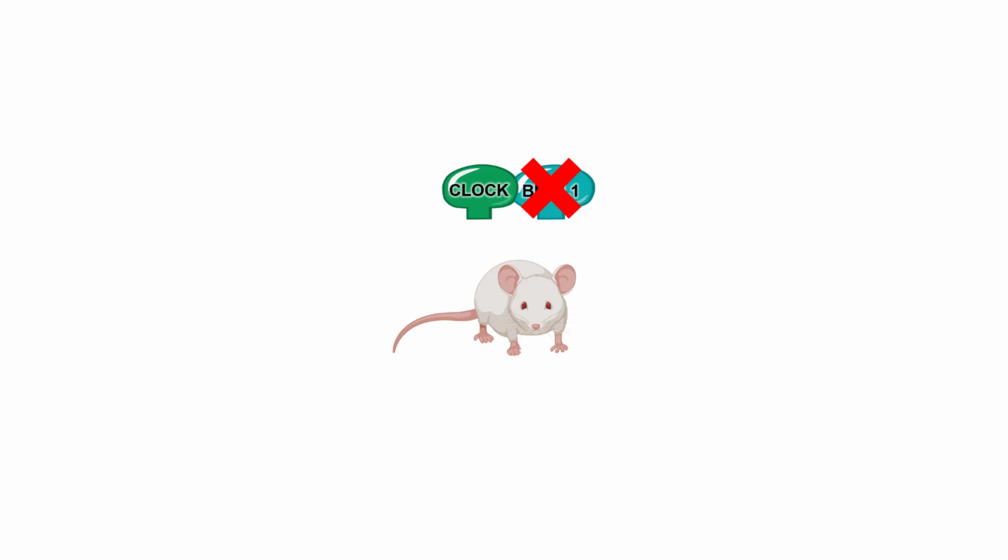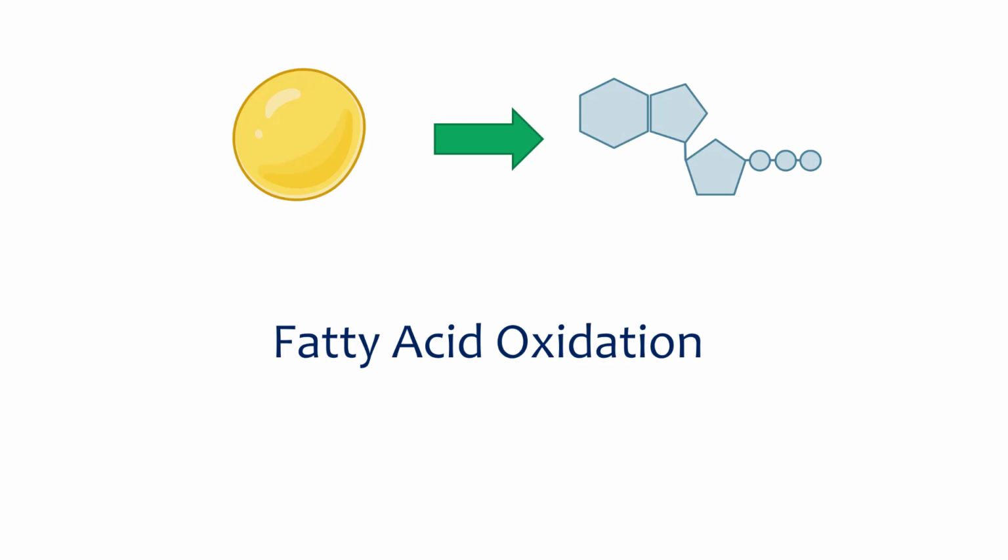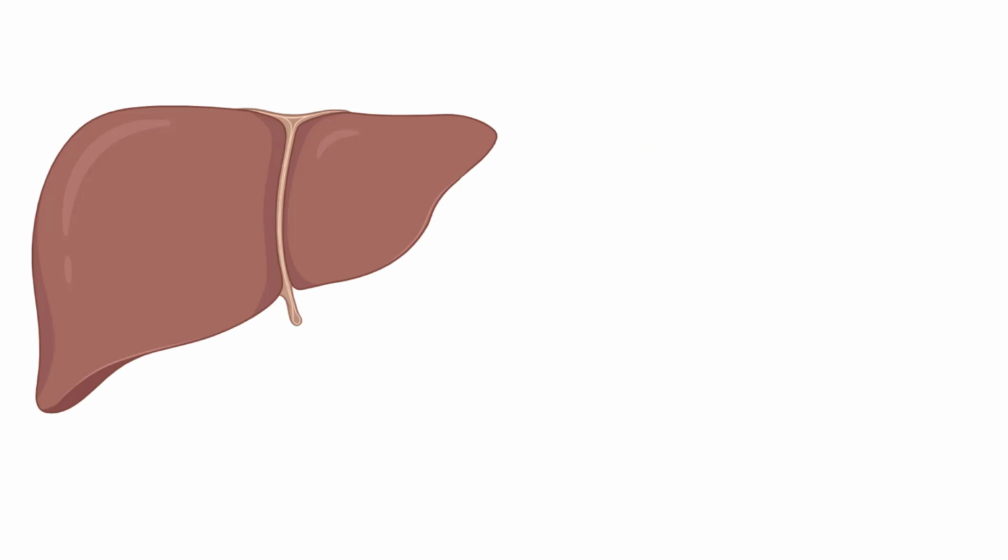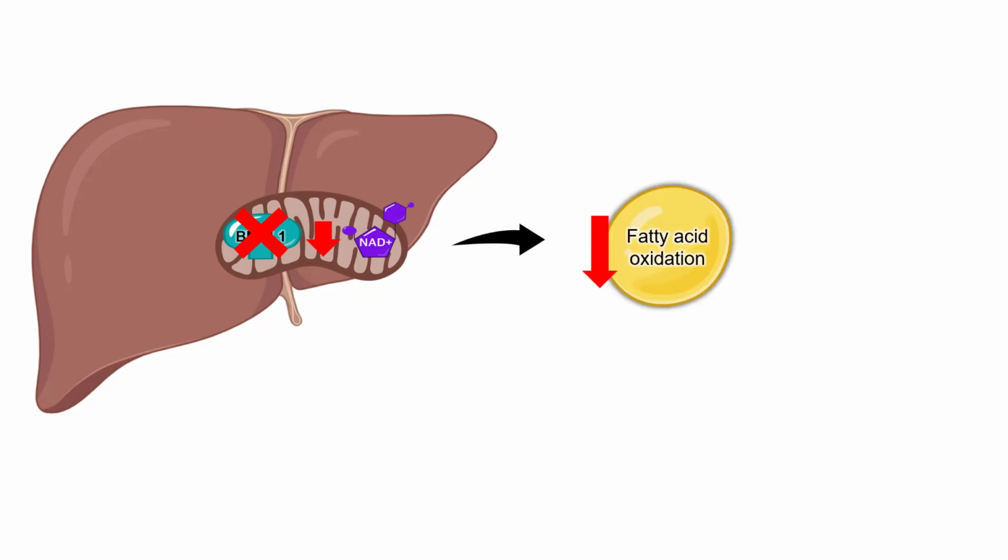Let's look at the role of NAMPT in mitochondria. When an animal fasts, it oxidizes fat to form ketones and produces ATP in a process called fatty acid oxidation. In mitochondria from the liver of mice that lack the core clock gene BMAL1, scientists found a decrease in both NAD+ and activity of the oxidative pathways that carry out fatty acid oxidation. BMAL1 knockout mice die after relatively short periods of food restriction compared to wild-type animals.